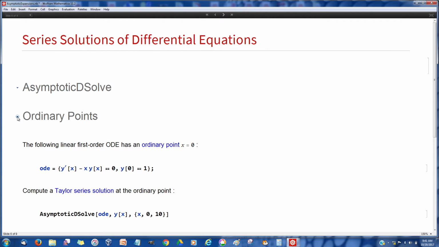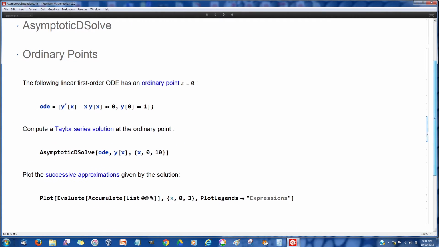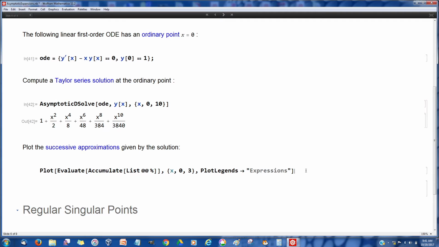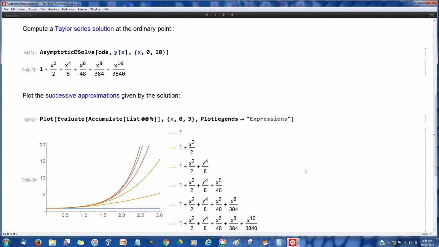Okay, so ordinary points. Here you have no particular problem in the equation. There are no singularities in the coefficients at 0. So you get back a nice Taylor expansion, and that Taylor expansion is easy to plot. You get back lots of approximations. That's a textbook example of solutions at an ordinary point.